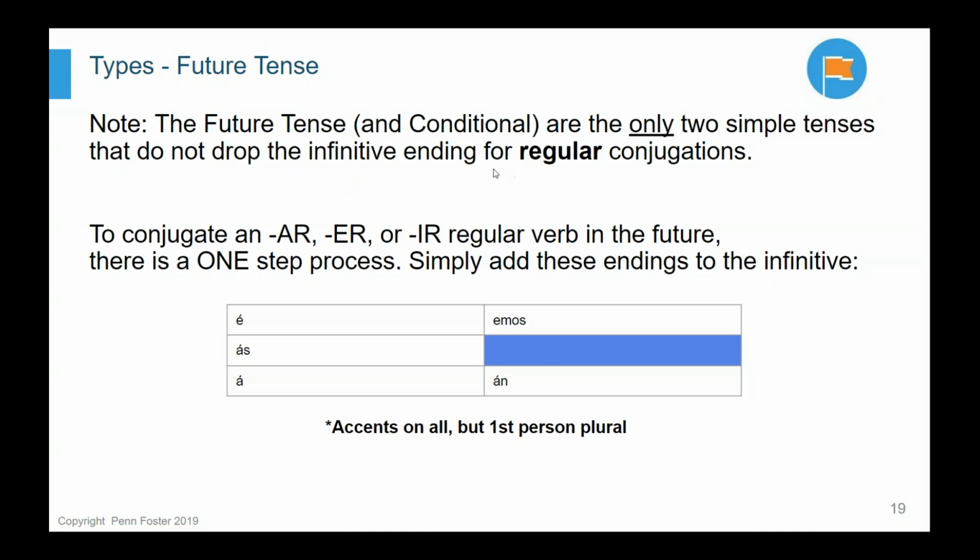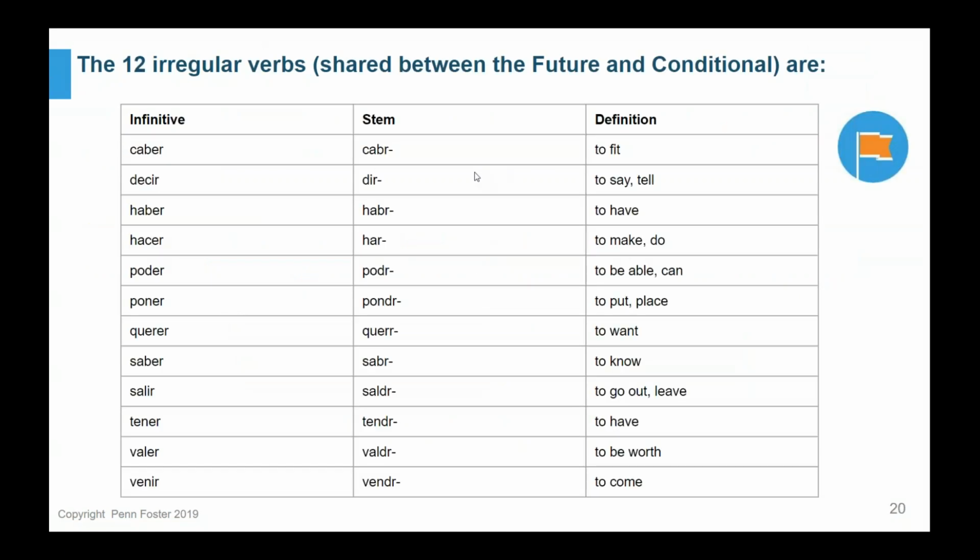And as always, there are irregular forms. These are going to share the same stem between future and conditional tenses. It's definitely a chart that you will need to know. Try to look for ones that are popular, such as decir, to say or to tell, hacer, to make or do. Poner is pretty popular, to put, place, set. Salir, to go out or to leave. Tener. These are probably some of the most popular ones that you'll see.